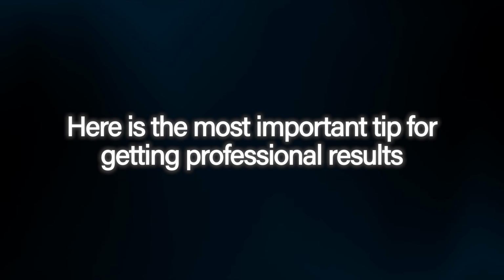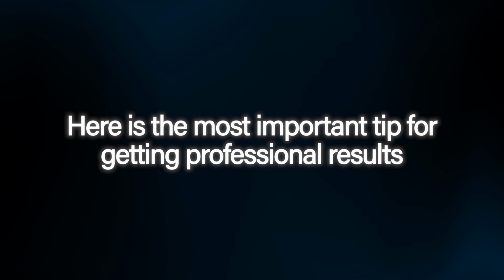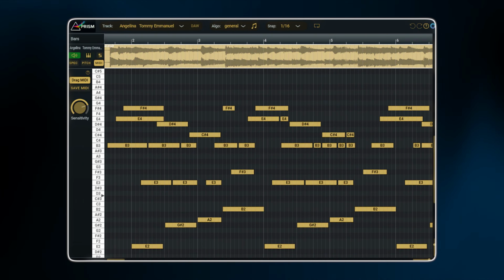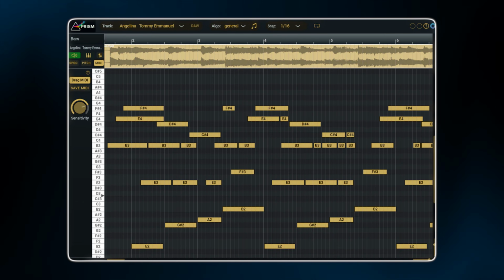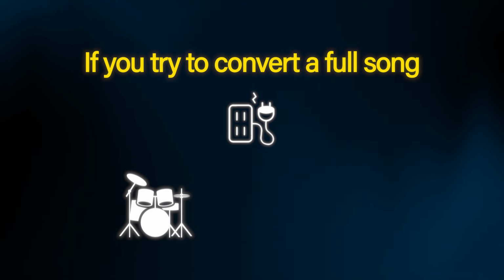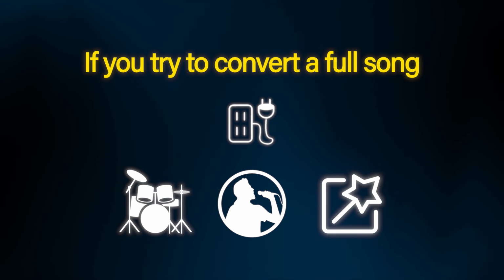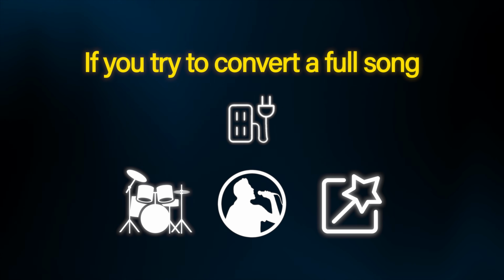Now here is the most important tip for getting professional results. Prism works best when you feed it isolated tracks or stems. If you try to convert a full song, the plugin has to fight through drums, vocals, and effects all at once, which still works but lowers the accuracy.